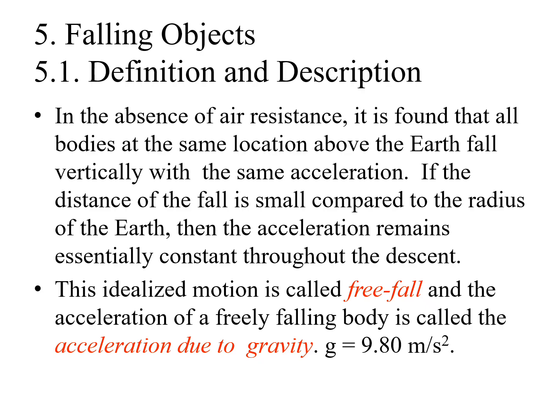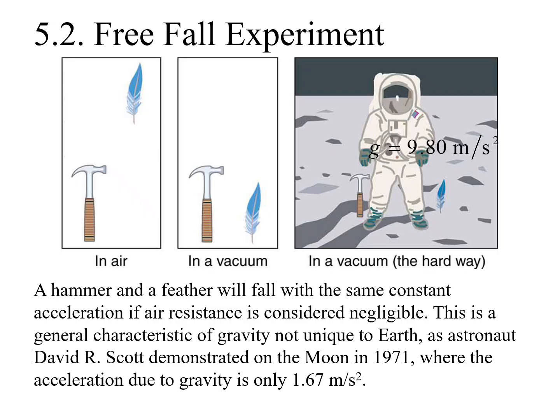If we choose the upward direction as positive, then the acceleration will be negative 9.8 meters per second squared. The hammer and feather examples show that without air resistance, objects fall with the same acceleration. On Earth, air resistance can affect motion, but in ideal free fall, we ignore air resistance. This lets us use the same kinematic equations with acceleration equal to negative g when we consider the upward direction as positive.